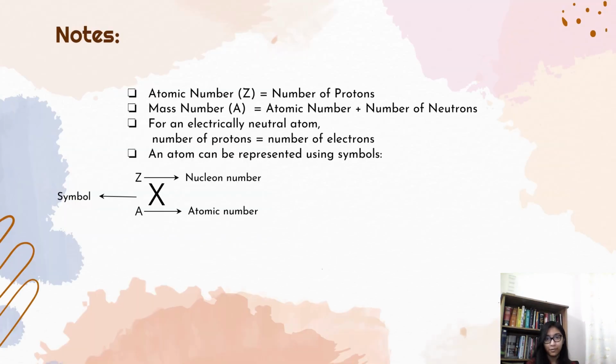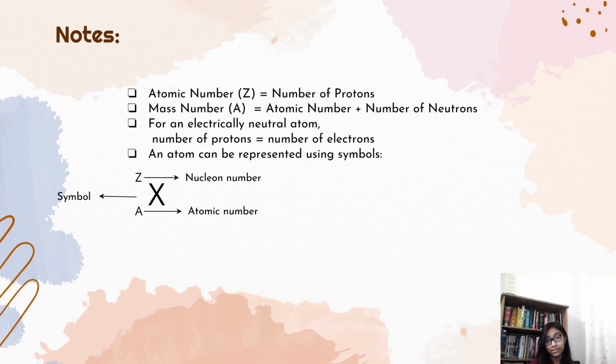The composition of protons, electrons, and neutrons in an atom can be determined from its proton number and its mass number. The atomic number is the same as the number of protons in an atom. The mass number can be calculated by adding up the atomic number with the number of neutrons in an atom. For an electrically neutral atom, the number of protons must be equal to the number of electrons.